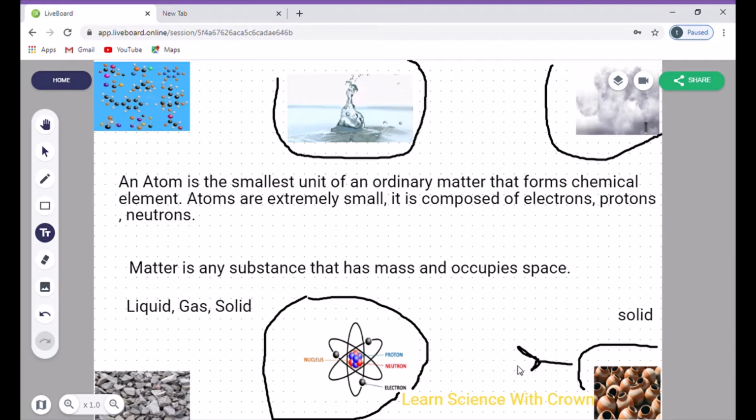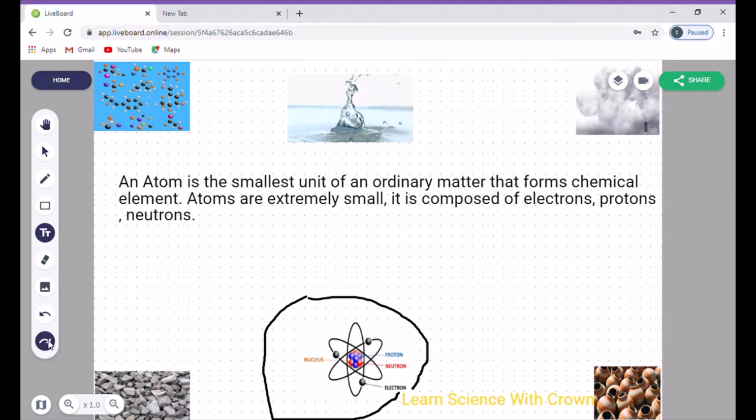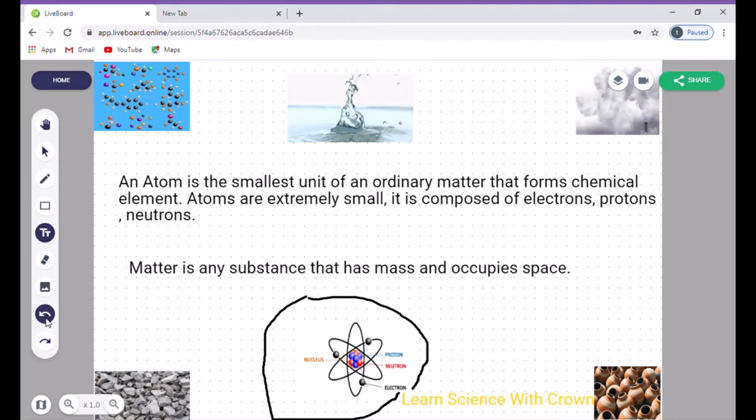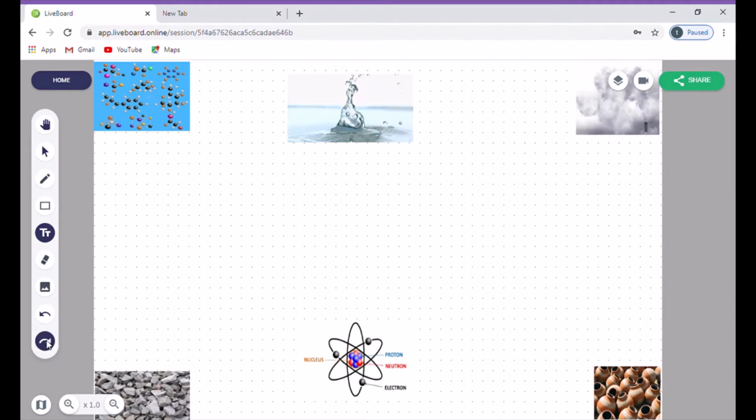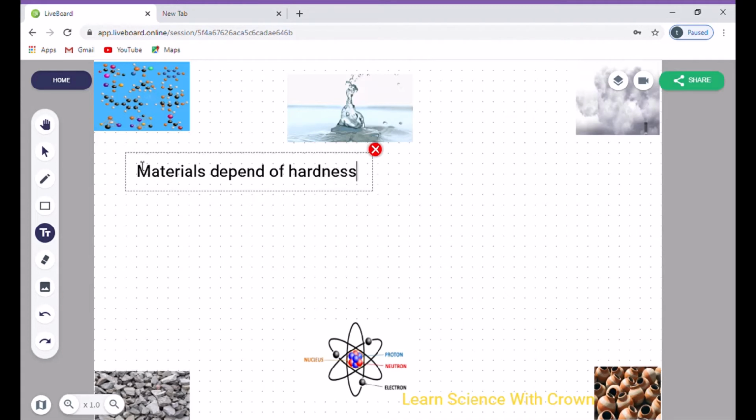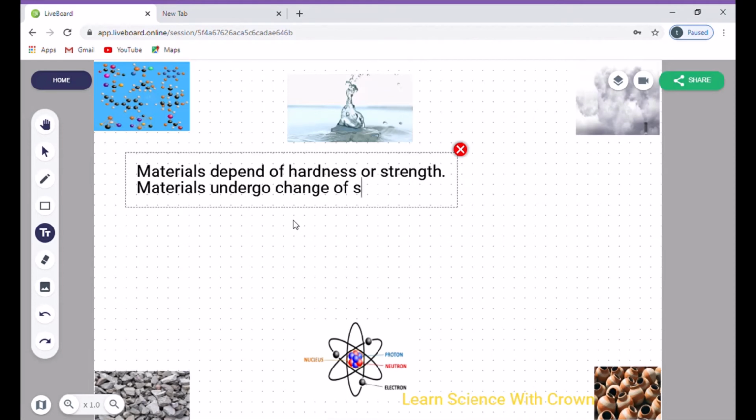So we have important properties of materials. Materials depend on hardness or strength. Materials undergo change of state from one form to another.